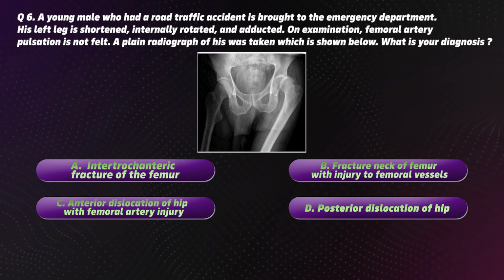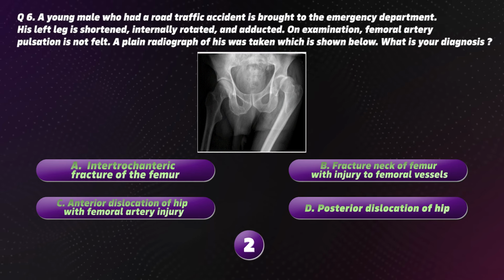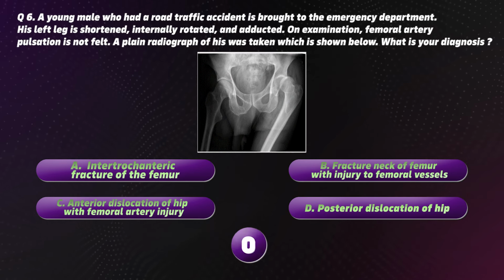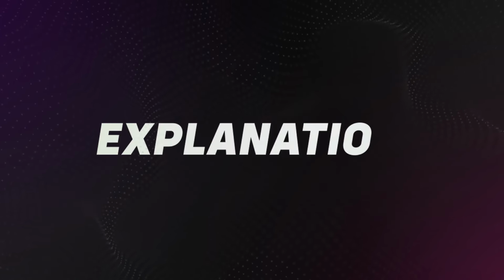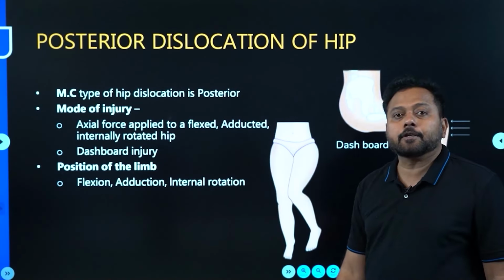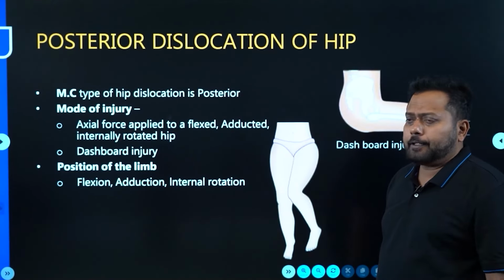C. Anterior dislocation of hip with femoral artery injury. D. Posterior dislocation of hip. And the correct answer is D. Posterior dislocation of hip. Here's the explanation. About posterior dislocation hip: posterior dislocation hip is the most common type of dislocation.